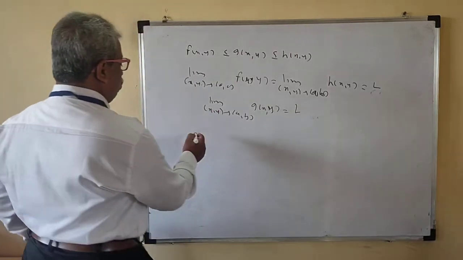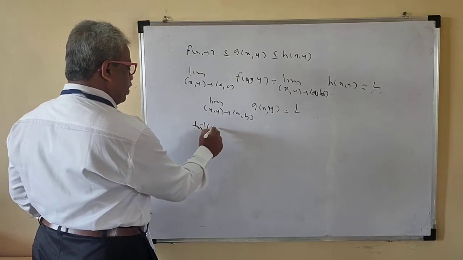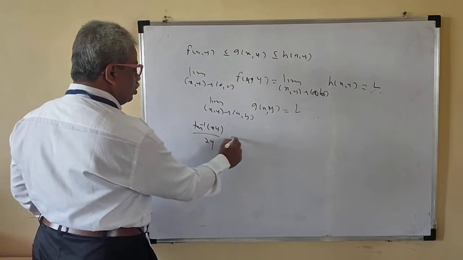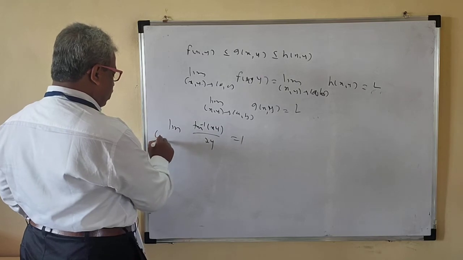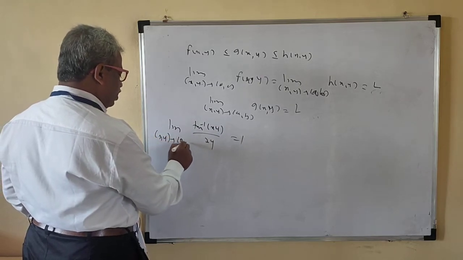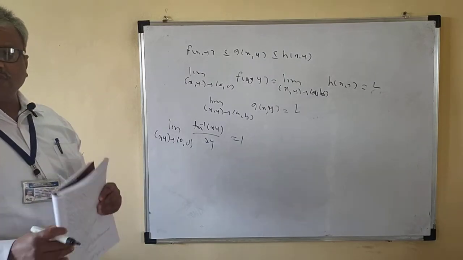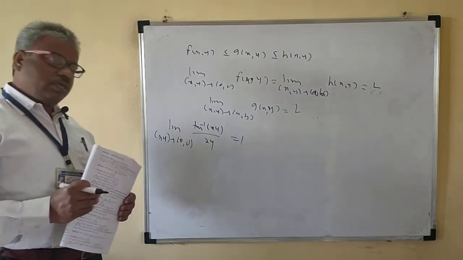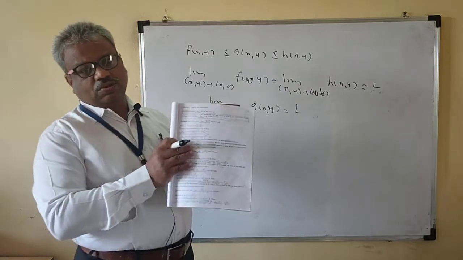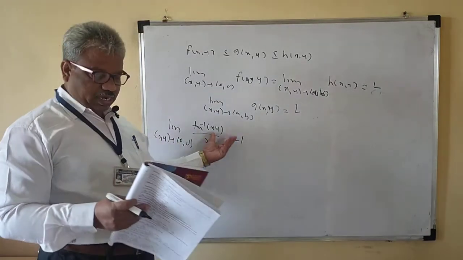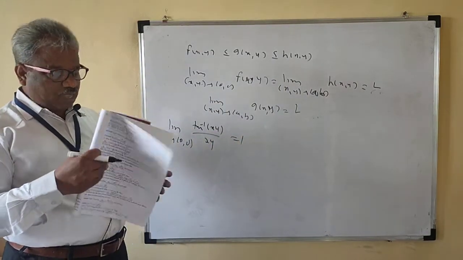So same thing you can also write: tan inverse of xy upon xy, this will be one, limit xy tends to 0, 0. Note that for tan inverse of xy upon xy, you know that limit x tends to 0 of tan inverse x upon x is equal to 1, limit x tends to 0 of tan x upon x, same thing here, xy tends to 0, this is also the same.